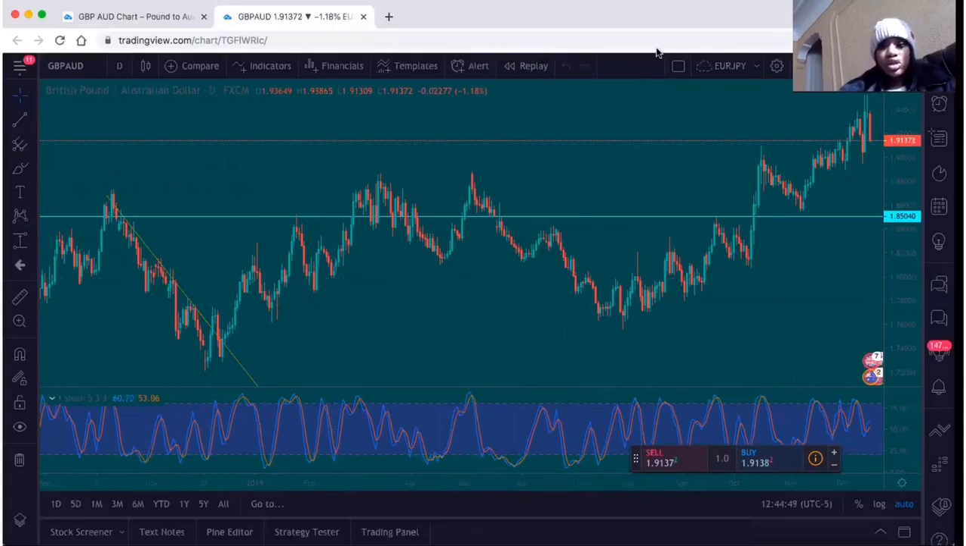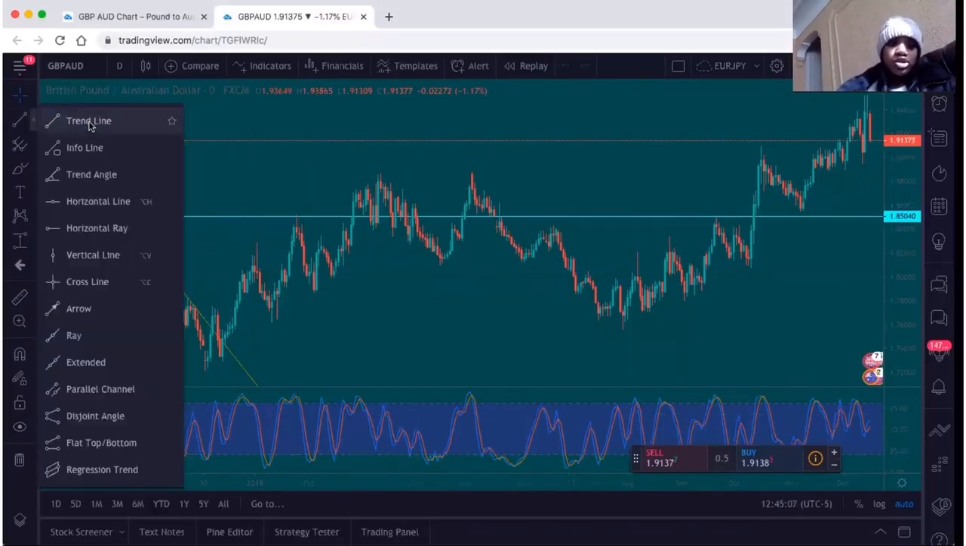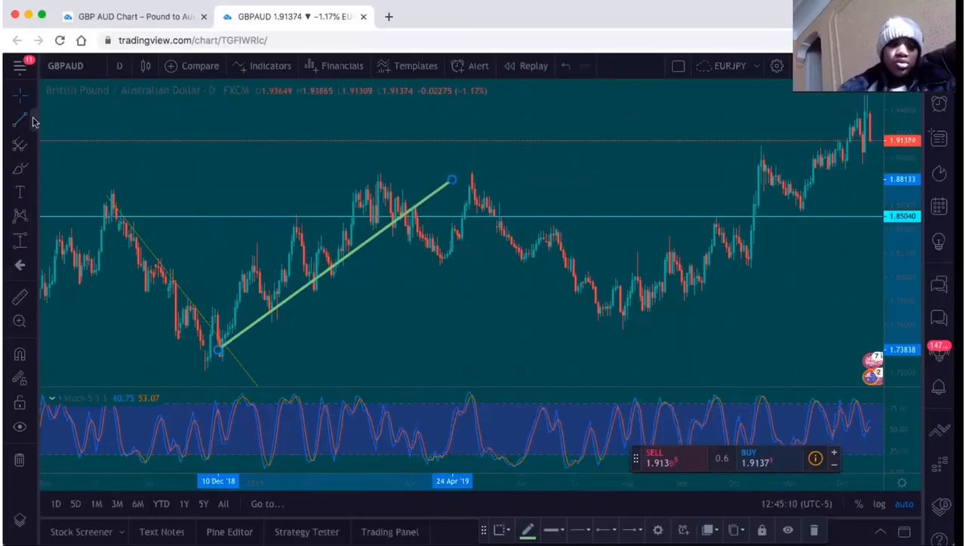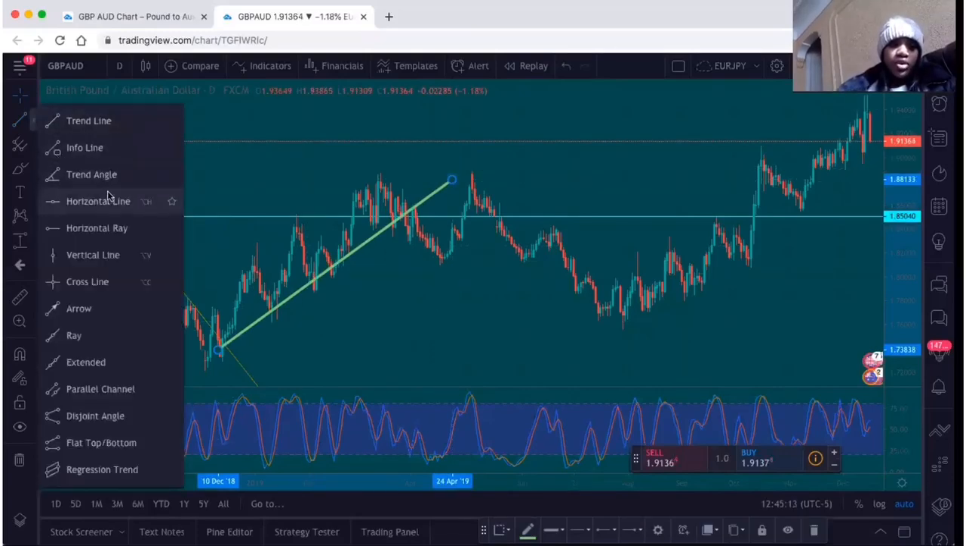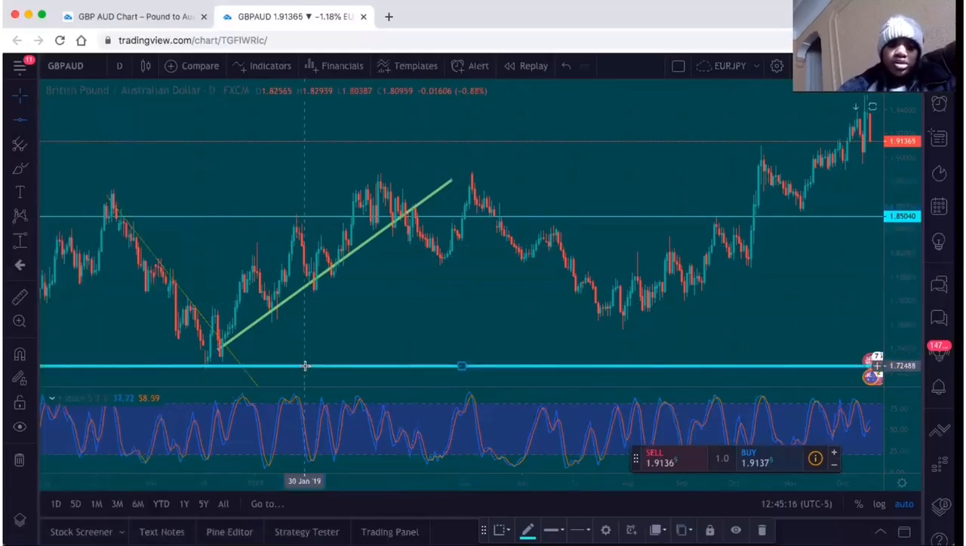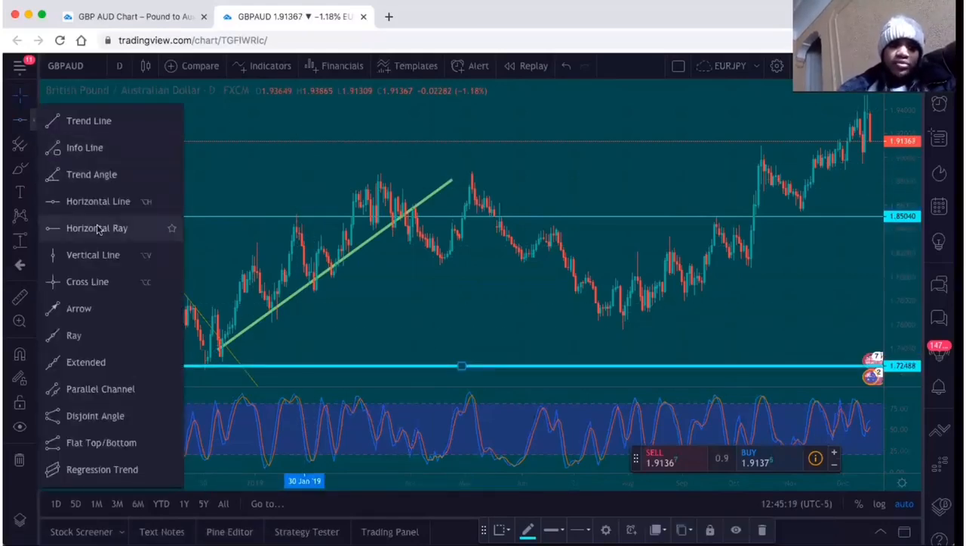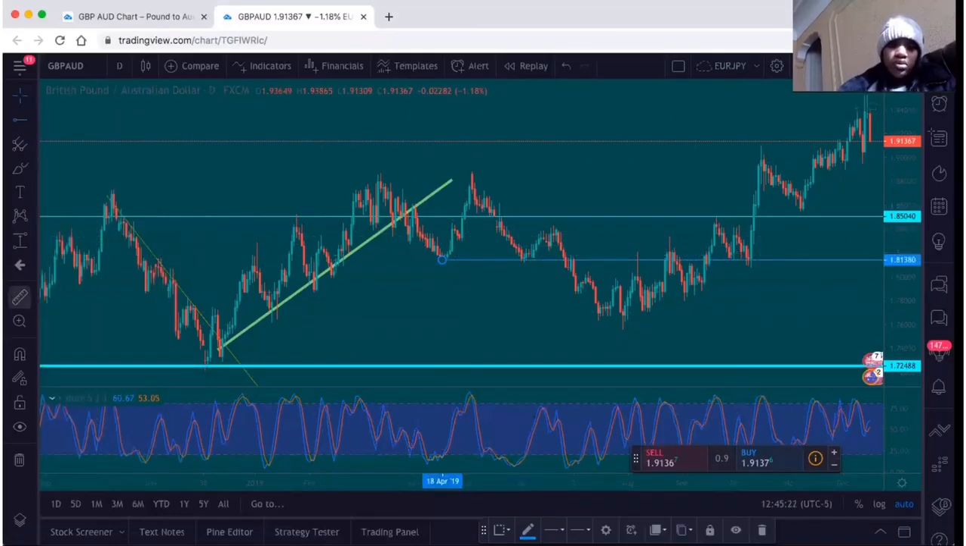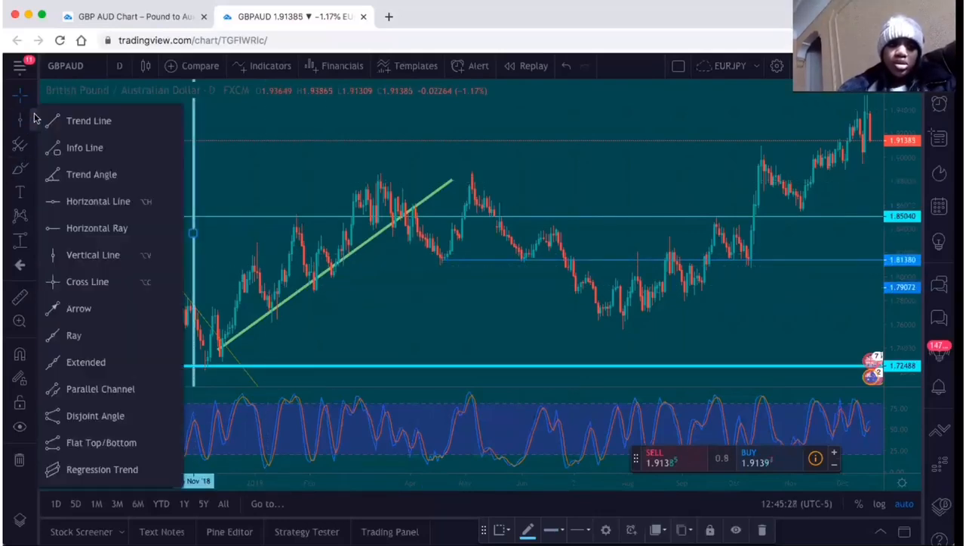So now that we've got everything that's on the top, also you can make screenshots, you can publish trading ideas, etc., etc. But on the sides here, we have this cross thingy that just lets you determine where price is at. This right here is all your lines. So you have your trend line, you have info, trend angle, horizontal lines. You have horizontal rays. I don't really use those. Vertical lines. I don't use the rest of these, so I'm not going to go over them.